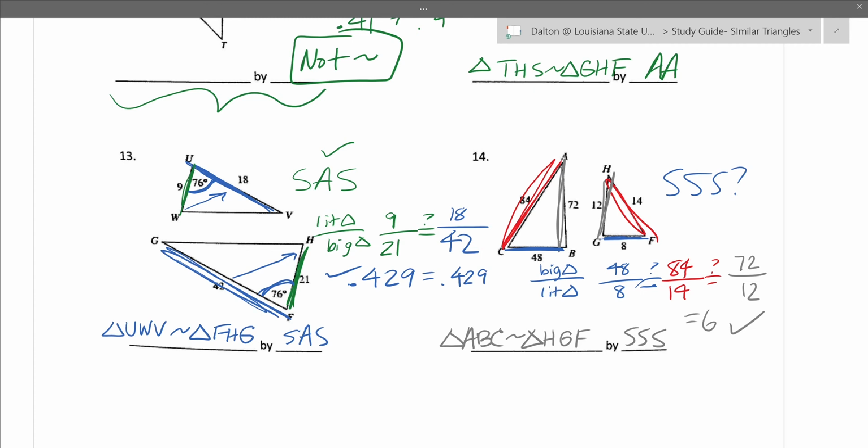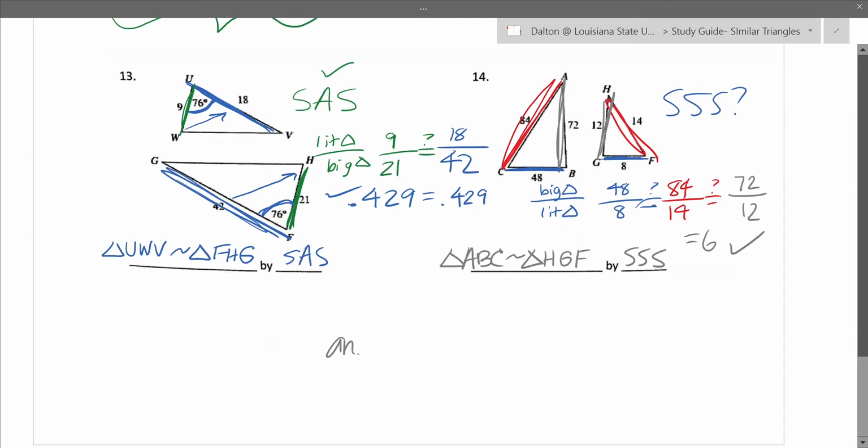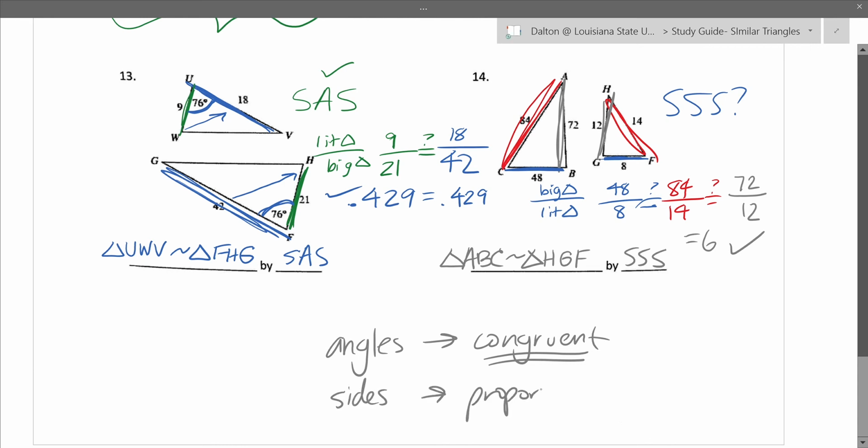The most crucial information, it's going to be one of the first couple questions on your test, is the angles of similar triangles. The angles of similar triangles must be congruent. They have to be congruent, but the sides must be proportional. Your whole test is based off of these 2 facts right here.